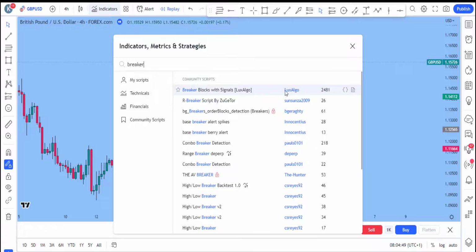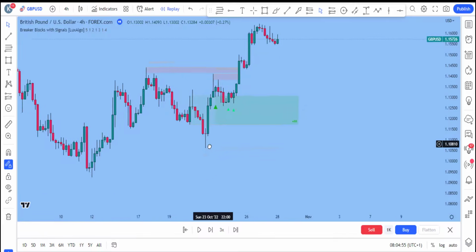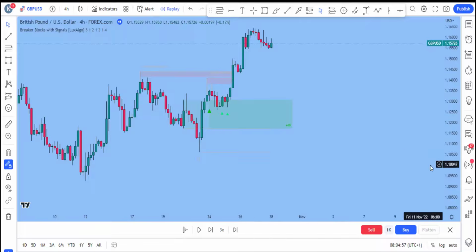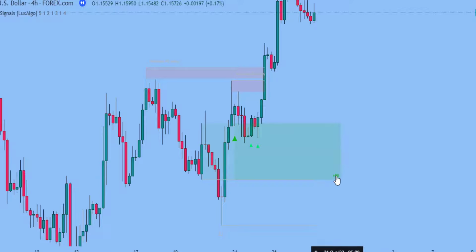Breaker blocks with signals by Lux Algo. Click on it and it will appear on your chart. If you want to learn it more, you can see them like that. Can you see? This is a breaker block right here. This indicator is going to show you a breaker block, literally breaker block.